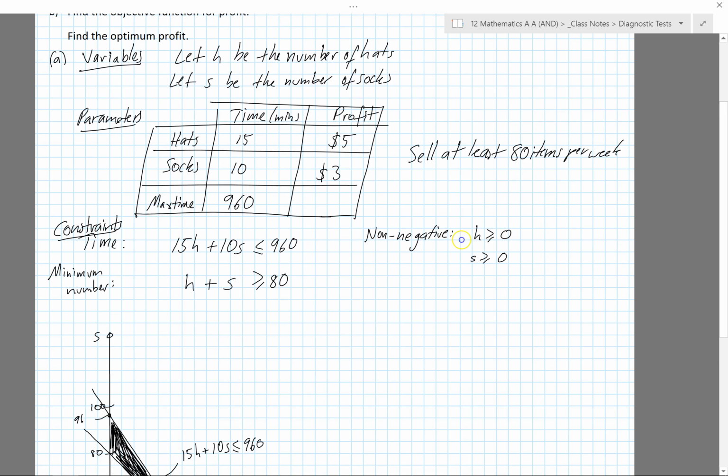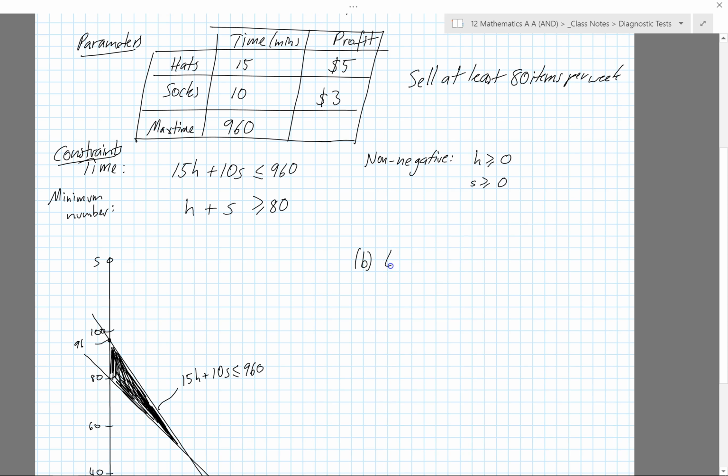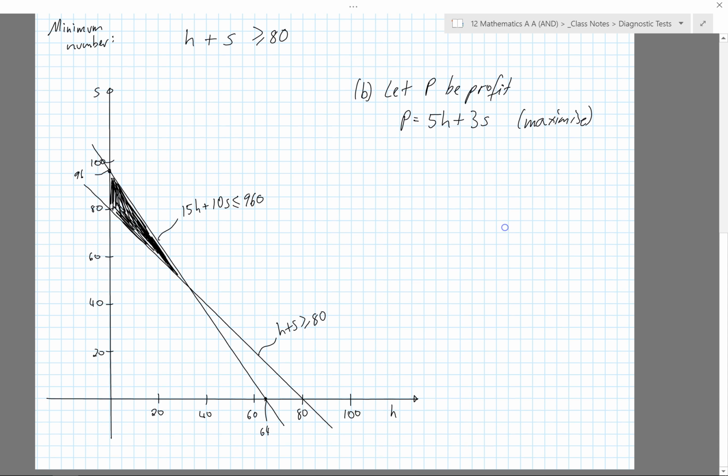B, find the objective function for profit. So in part B, the objective function for profit, so I'll let P be profit. My profit will be 5H plus 3S. Okay, and I want to maximize this profit. I want to make the most money I can. So what that means is that I'm going to be looking at the vertices or the corners to try and find where my maximum profit will occur.